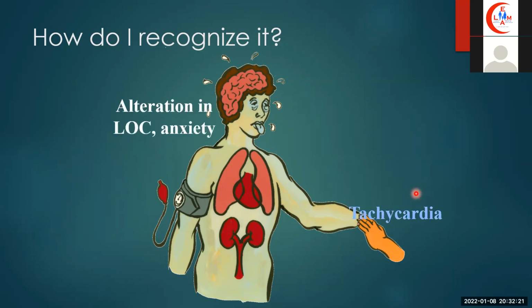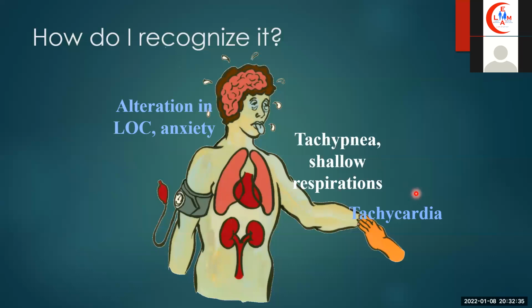The patient might be confused, anxious, with decreased level of consciousness because of less supply of oxygen to the brain. And again, the respiratory rate will be high. Why? Because he's in metabolic acidosis, so they try to increase the rate of breathing to wash out the carbon dioxide.